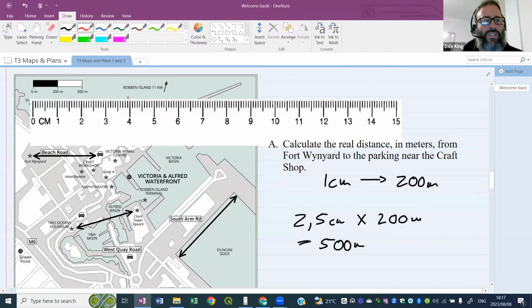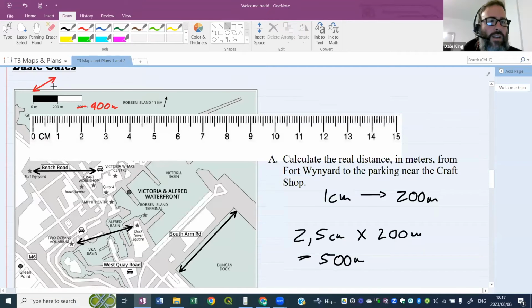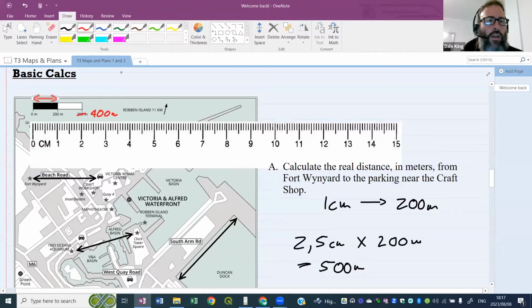I think it's not consistent because it starts with 0, then it jumps to 200. So the next number should be 400. Absolutely. This 300 shouldn't be there. That should be 400. Right? Because this space here, this little length here should match the one next to it. All right? They should be the same size. Okay? Those should be the same size.